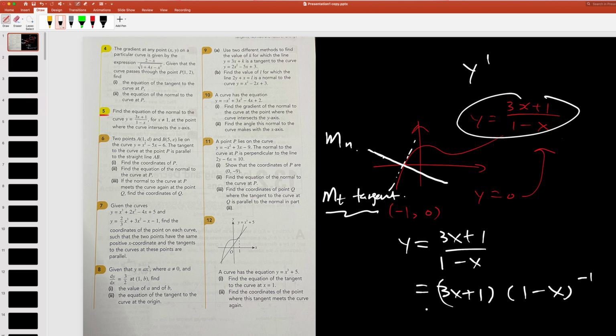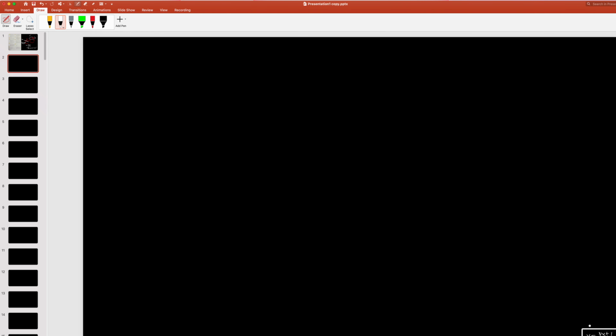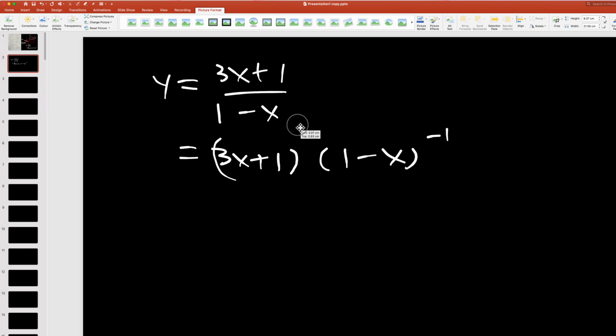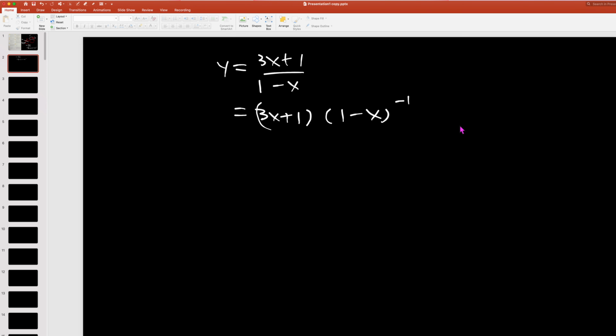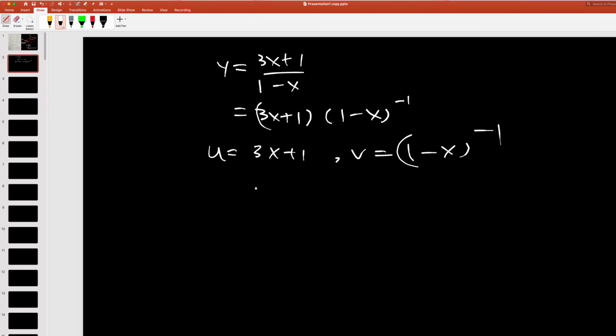From here onwards, I really want you to follow, because I find that your steps are not clear when you do the product rule. When your steps are not clear, it's very easy to make mistakes. Sometimes it's not about the brain, it's about good habits. So I want you to have good habits. You start with u equals 3x plus 1, then v equals this. Then u prime is 3, v prime is bring down -1, then -2, and then this.